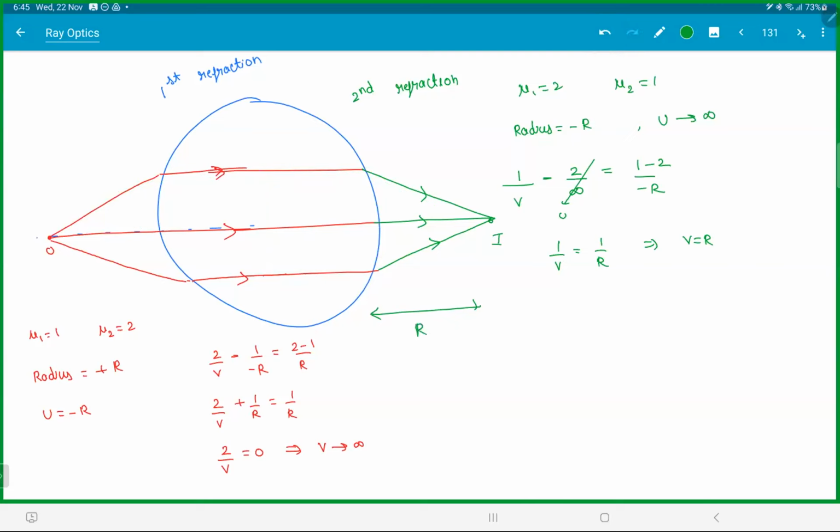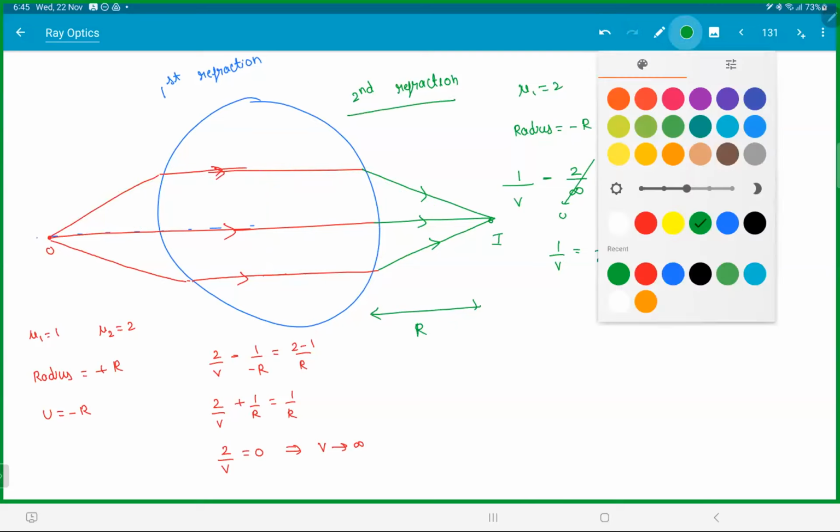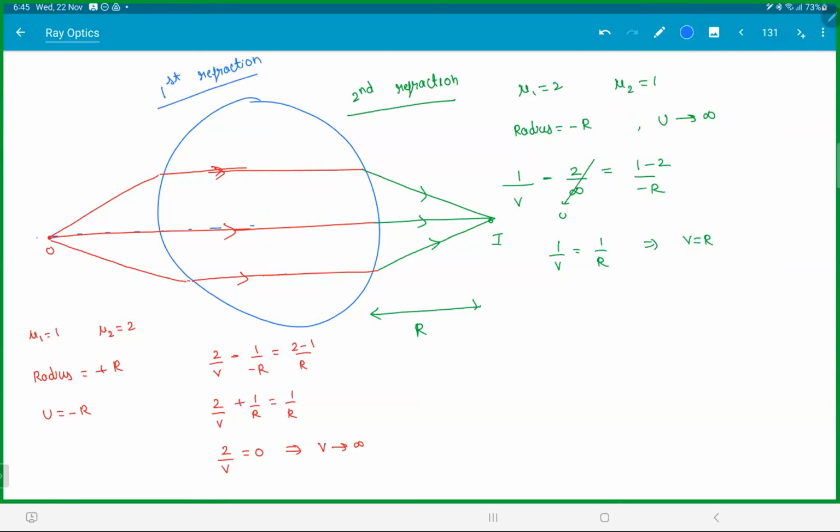Please check what I did. So we have to apply the formula repeatedly 2 times. First refraction, second refraction. And the distances are always measured from the respective poles. So be careful. This is P2 and this is P1. So the final answer we got R is from P2. Plus indicates it is in the forward direction here.